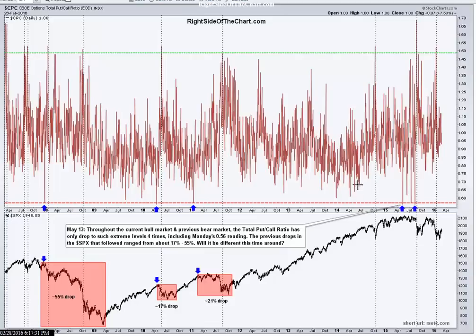This is a chart I've covered quite a bit recently, so I won't spend all the time. The red line down here marked bottoms. In other words, when you have extreme bullishness, that's when you hit this red line, which is my sell signal.